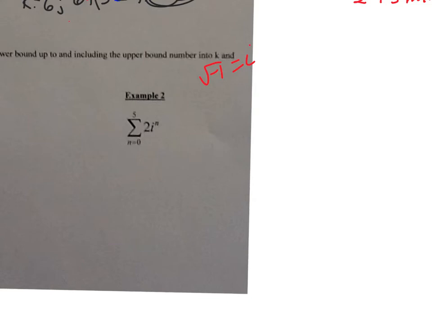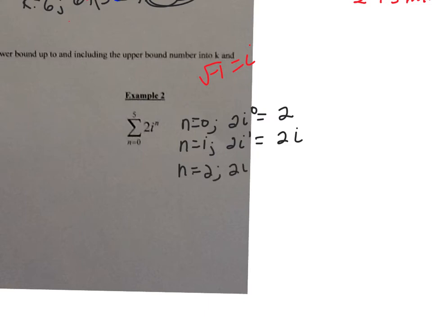Okay, so I'm going to start with N is equal to 0. So I have 2I to the 0 power, and I to the 0 power is just 1. Remember, you could plug this in your calculator. You do the I part. So 2I to the 0 is equal to 2. You're going to do N is equal to 1. So it's 2I to the first power, which is just equal to 2I. N is equal to 2.